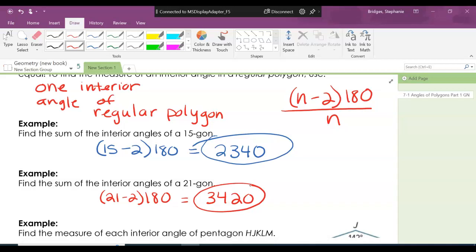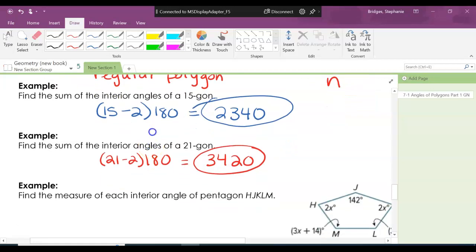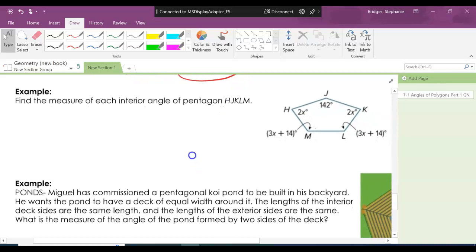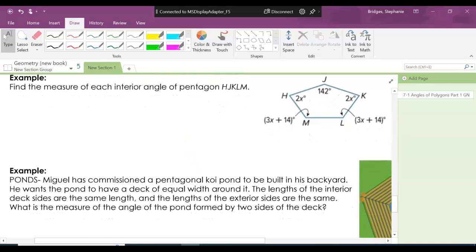Kind of straightforward on those, right? Just plug the numbers in and work it out. All right, the next example is going to require us to do a little bit more work. It says, find the measure of each interior angle of my pentagon.